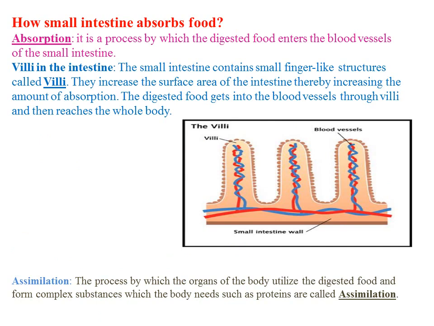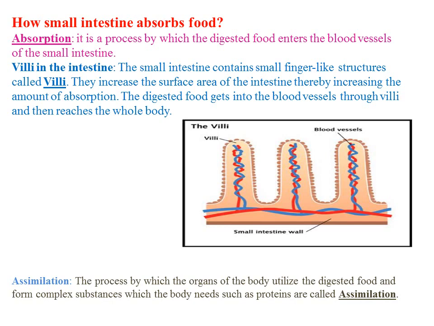Now the question is how the small intestine absorbs food. As I have already told, the inner walls of the intestine have finger-like outgrowths called villi that increase the surface area for absorption of food, and each villus has a small network of blood vessels. So the process by which the digested food enters the blood vessels of the small intestine is known as absorption. So this is the way the small intestine absorbs food.